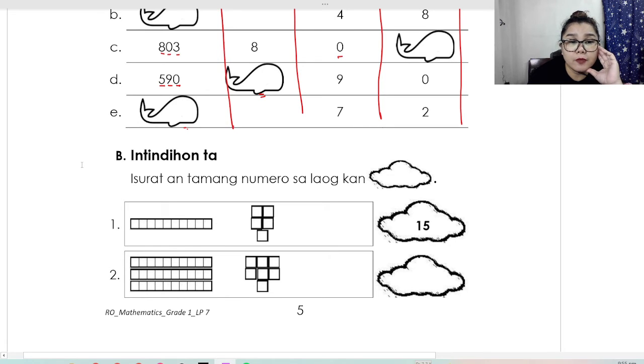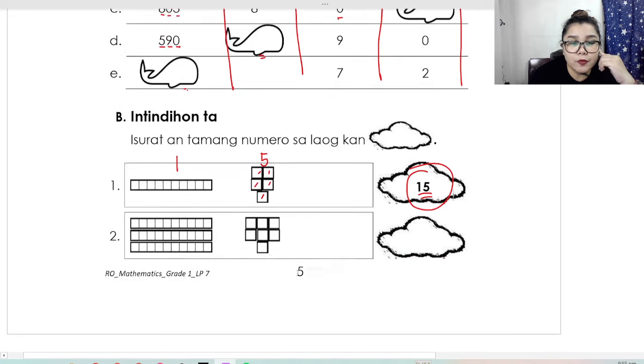You may proceed with part B. Intindihan tayo, surat ang tamang numero sa laog kan cloud. So, eto naman, there are longs and ones given. All you have to do is identify the number for that. So, ito yung related, parang ano to, level up nung assessment na example na 15. Okay, how did we get 15? So, galing ba saan ang 15? So, ito, ilang longs? 1. Ilang ones? 1, 2, 3, 4, 5. So, if you're going to have it as 1, so it's 15.